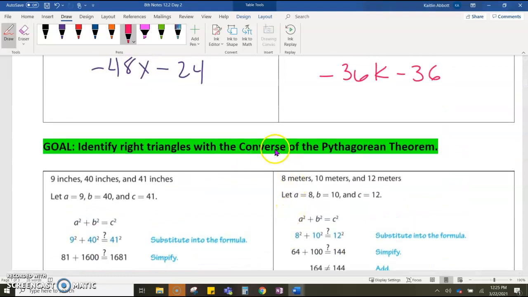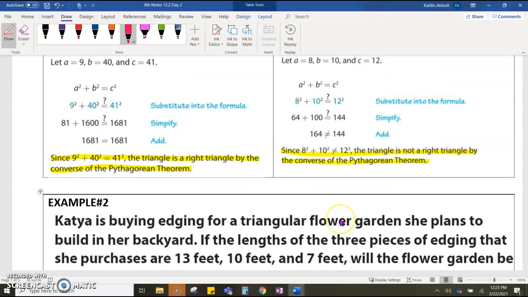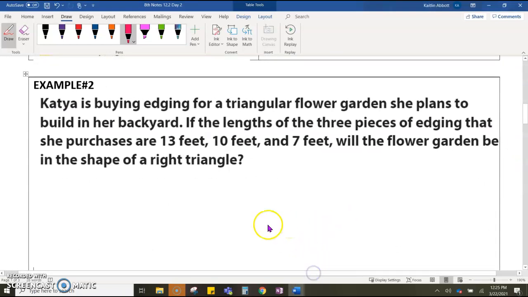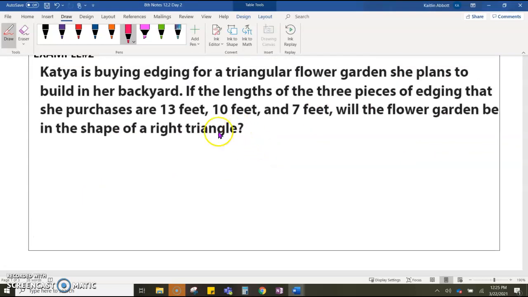Today we're going to keep doing the converse of the Pythagorean theorem. Today we just have some word problems, but it's the same work that we were doing. So Katya is buying edging for a triangular flower garden she plans to build in her backyard. If the lengths of her 3 pieces of edging that she purchases are 13, 10, and 7 feet, will the flower garden be in the shape of a right triangle? So same stuff we did yesterday.